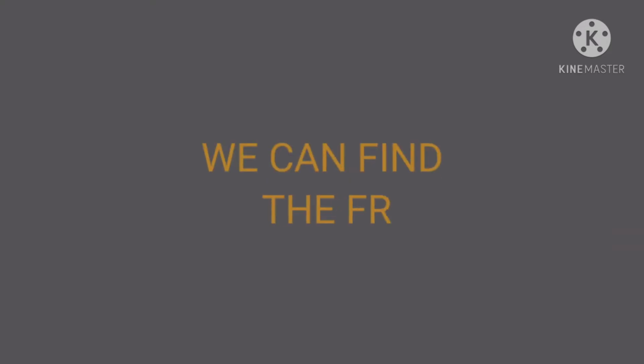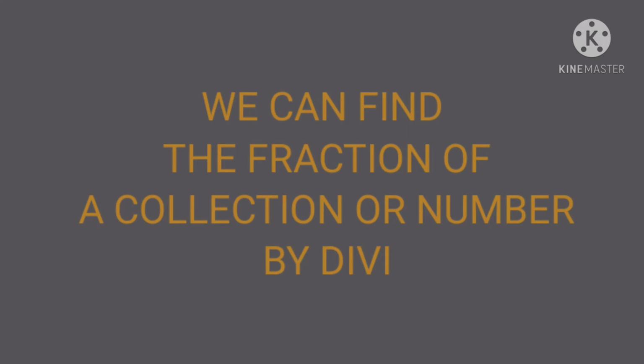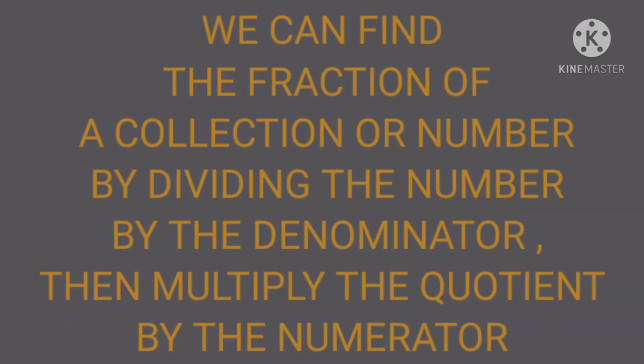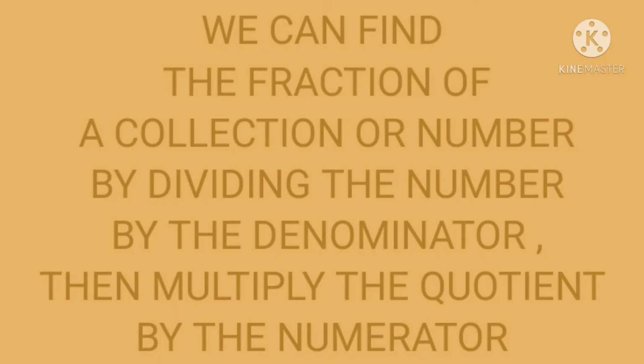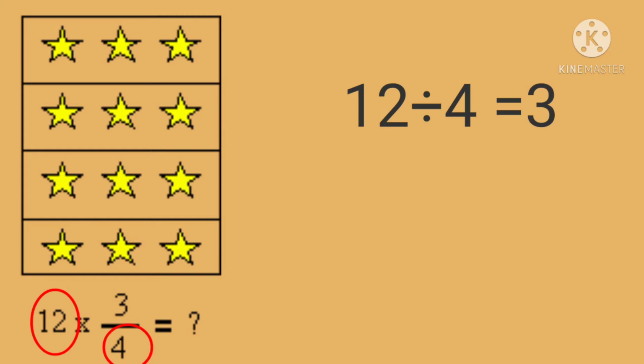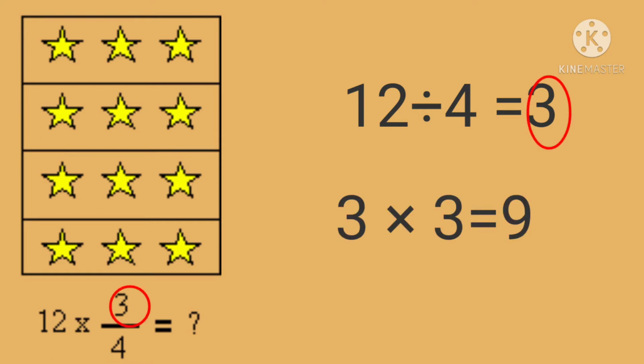To find the fraction of a collection or a number, we have to divide the number by the denominator and then multiply the quotient by the numerator. Example, 3 by 4 of 12. First divide 12 by 4, which is the denominator, that is equal to 3. Now multiply the numerator 3 with the quotient 3 and that is equal to 9. So 3 by 4 of 12 is equal to 9.